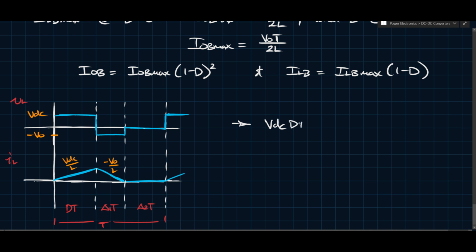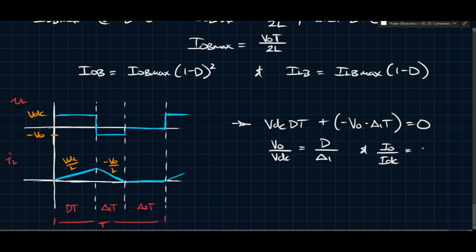So you have VDC times DT. You only have two parts to consider, really: you have this DT, and then you have this delta 1 T. During the first part, it's VDC DT, then it becomes minus VO times delta 1 T, and that equals 0. So we establish that VO over VDC equals D over delta 1, and that means that IO over IDC is equal to delta 1 over D.